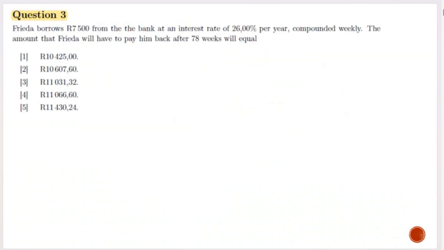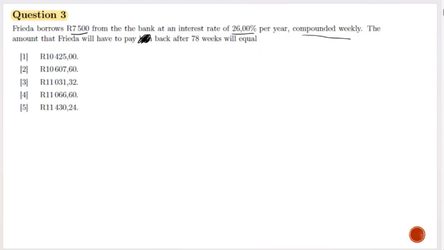Okay, let us look at this one. Frieda borrows 7,500 from the bank at a bank interest rate of that much per year, compounded weekly. The amount Frieda will pay back after 78 weeks will equal to... Okay, we need to be careful about this question.